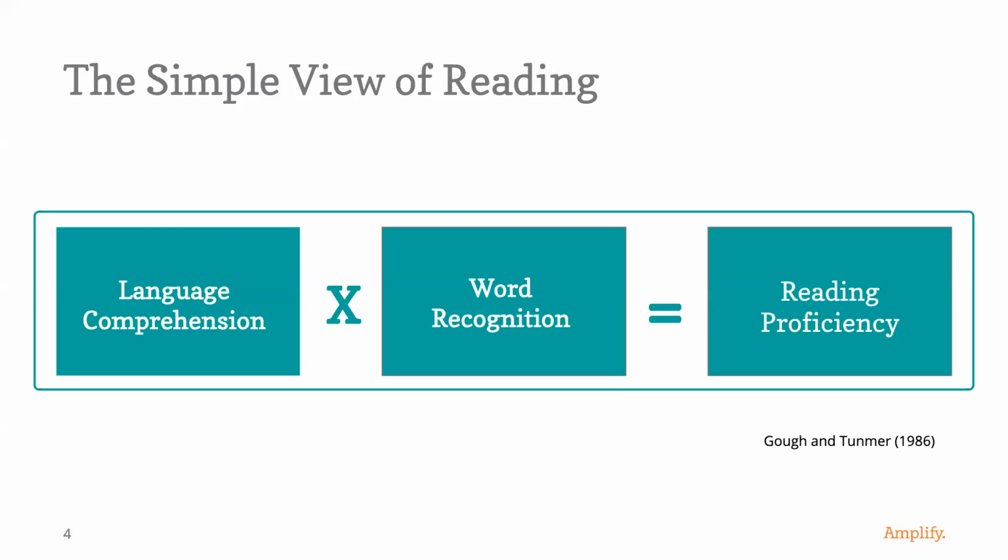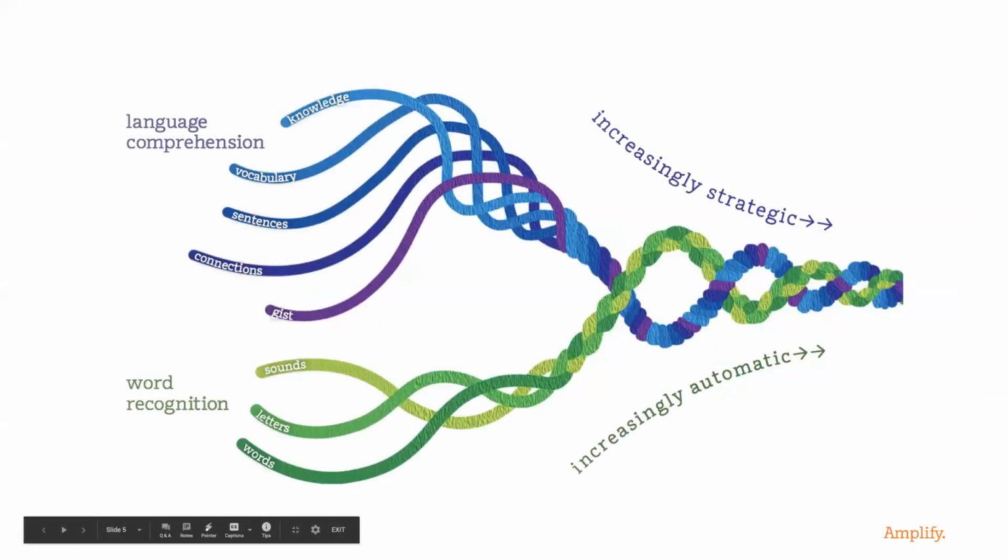So to start, I wanted to talk a little bit about the simple view of reading. We know that reading is not a simple process, but we do like to talk about the simple view because it highlights that in order to read fluently with comprehension, we need to be able to understand both the language as well as decode and recognize the words. So if either of these pieces is missing, fluent reading with comprehension does not occur.